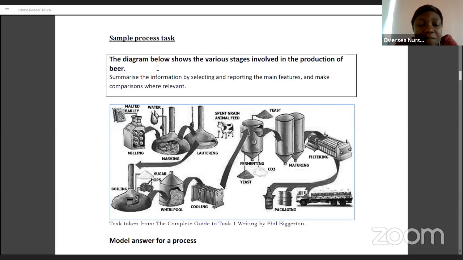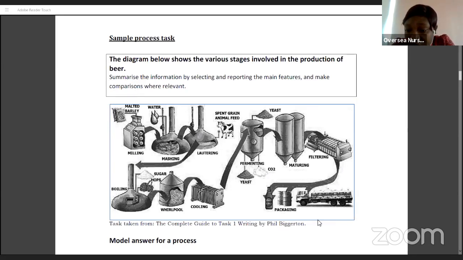The diagram below, they're giving a diagram, they're giving a picture. This is not a graph. You can't say graph. Don't say graph. So the given diagram, the given picture, shows the various stages involved in the production of beer. Let's paraphrase it, and then we'll go ahead and count.